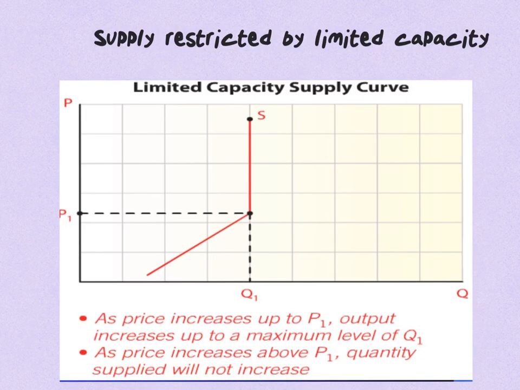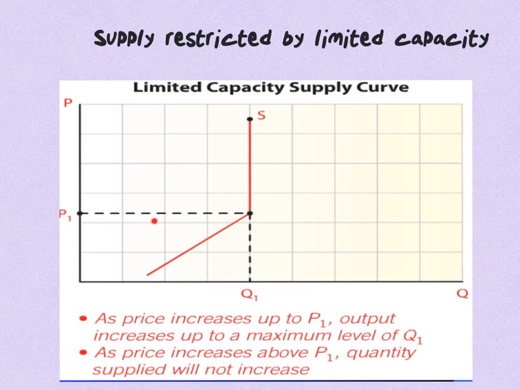The second alternative supply curve is where supply is restricted by limited capacity. The example we can use here is a garden centre. So, at any price below P1, we will start to see an increase in the quantity supplied. So say for example we have a tree in a garden centre and the tree costs €5. The tree, if the price increases to €10, we'll see an increase in supply.